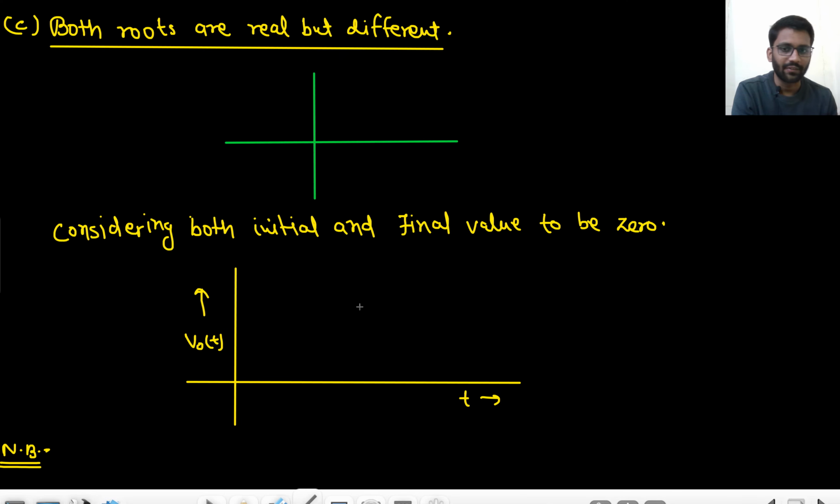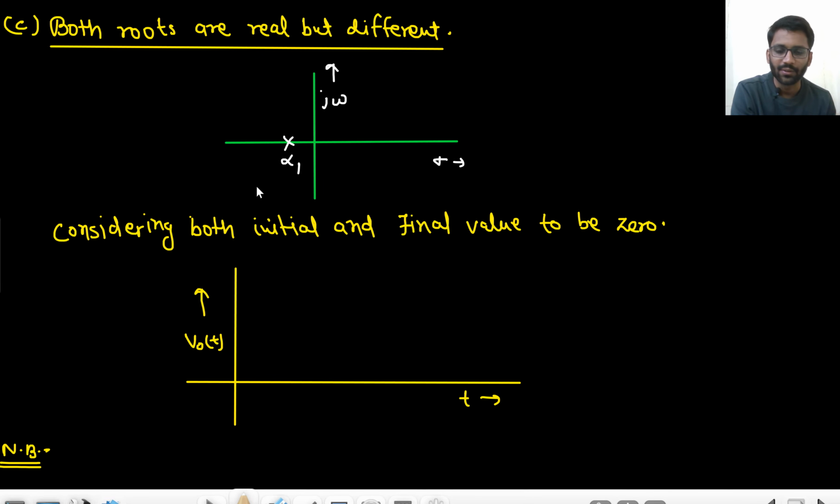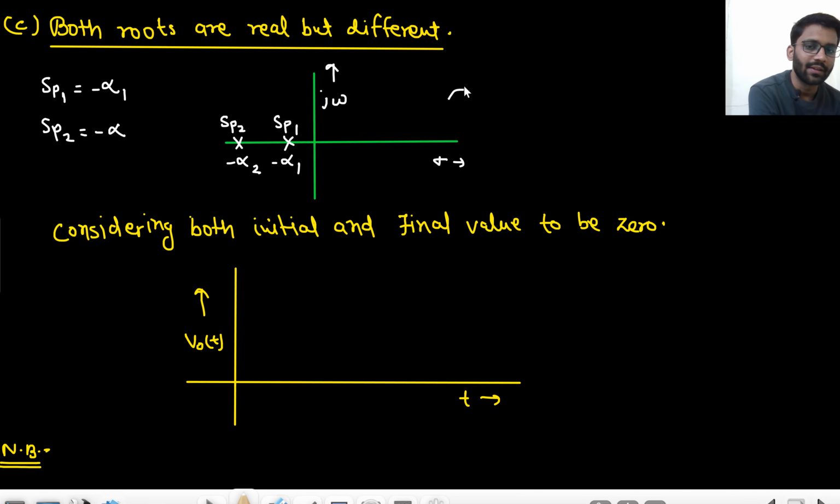Both roots are real but different. So two different roots can be there for sure. Let's just call this one minus alpha 1. Let's just call it minus alpha 2. So this I will call sp2, this I will call sp1. So your first pole is minus alpha 1 and your second pole is minus alpha 2, two different poles. Okay. So what do we call that? Overdamped system.